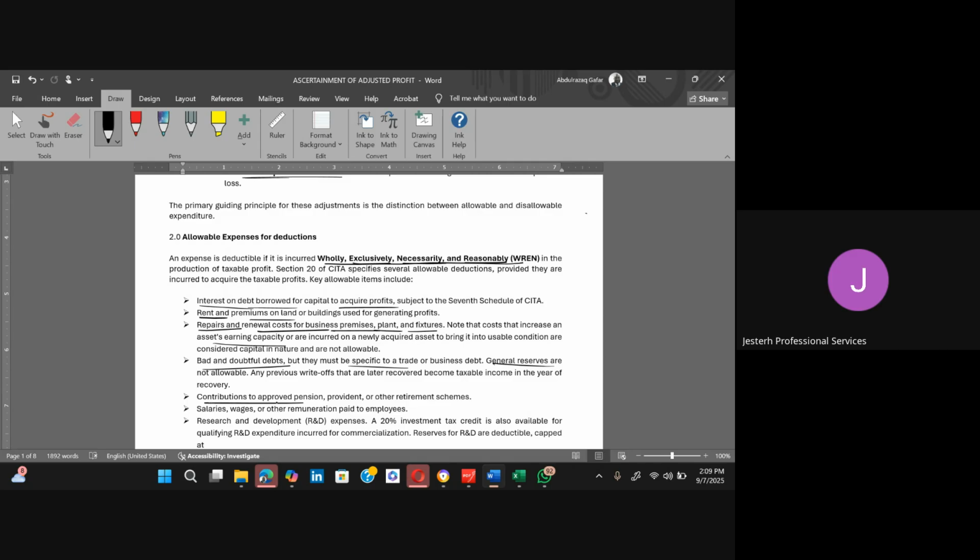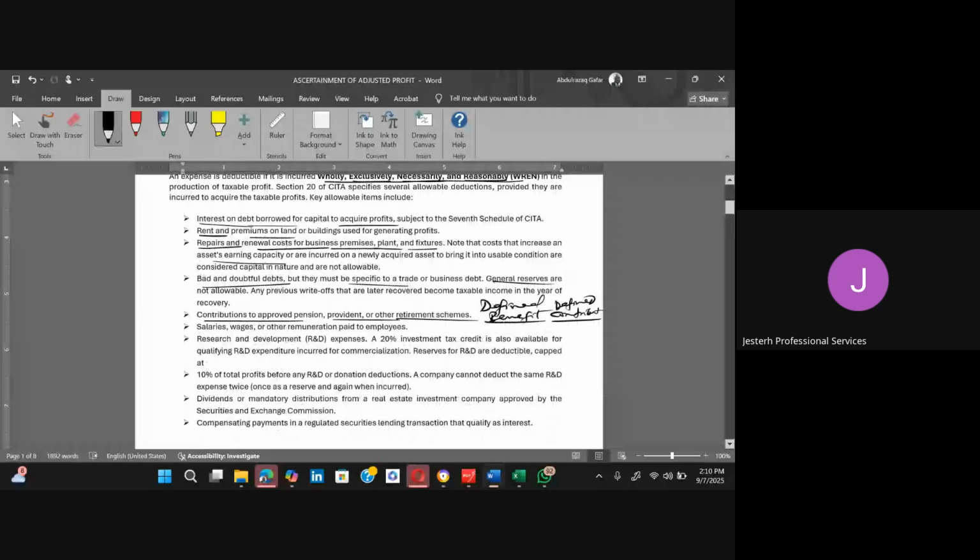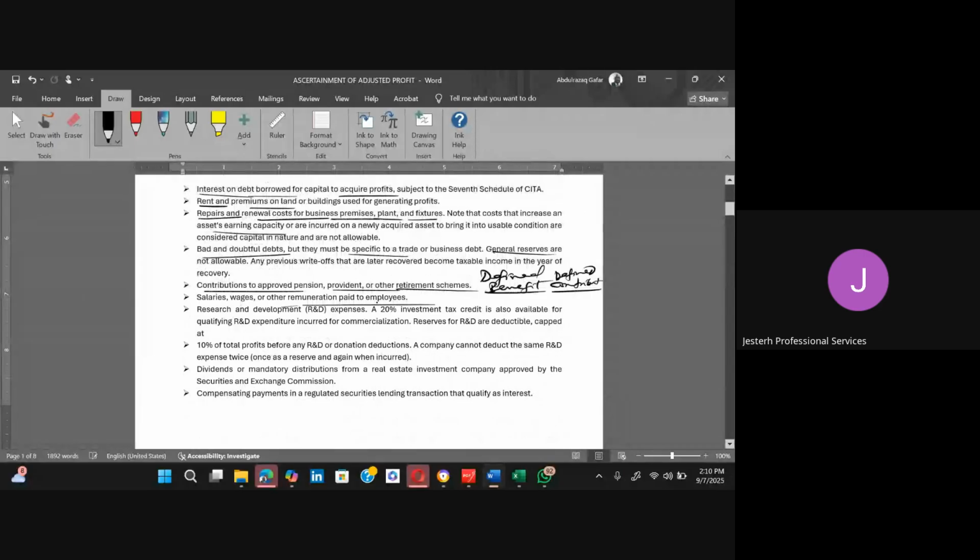Contributions to approved pension, provident, or retirement schemes, whether you are doing defined benefits or you are doing defined contribution. Any cost that you incurred under these two programs is allowed. Then salaries and wages or other remunerations paid to employees will also be considered to be an allowable expense.